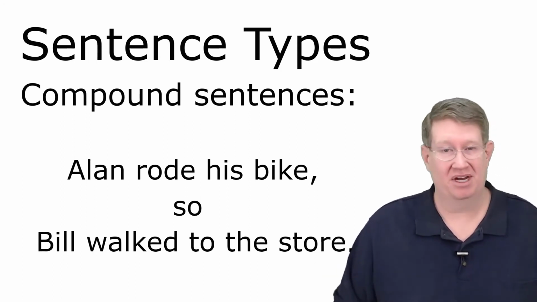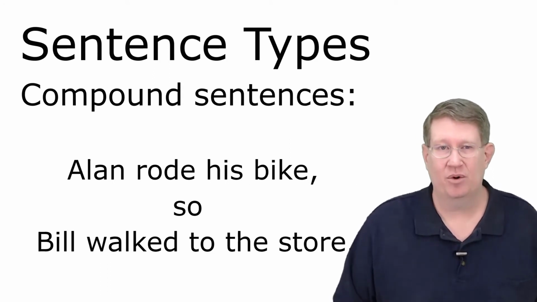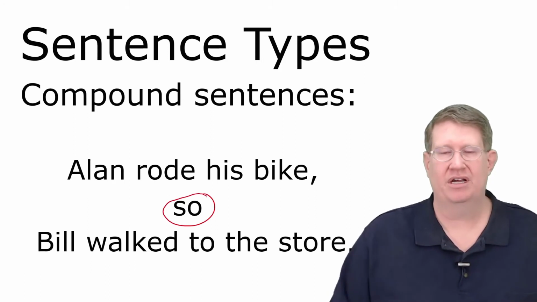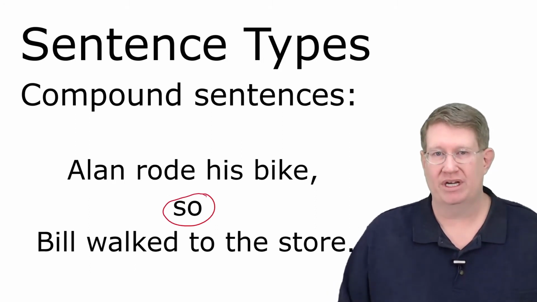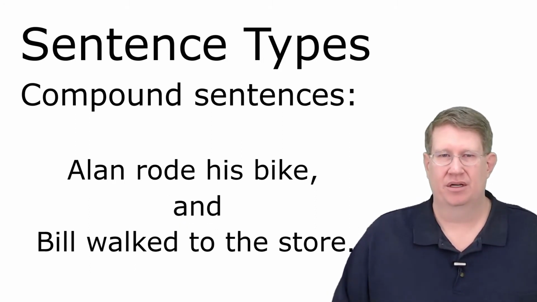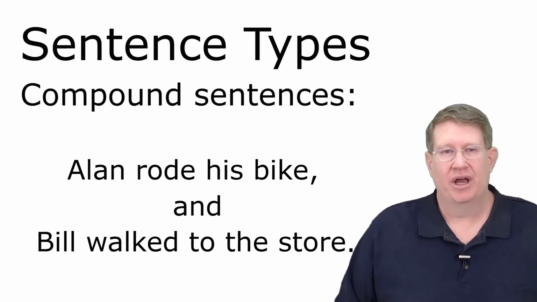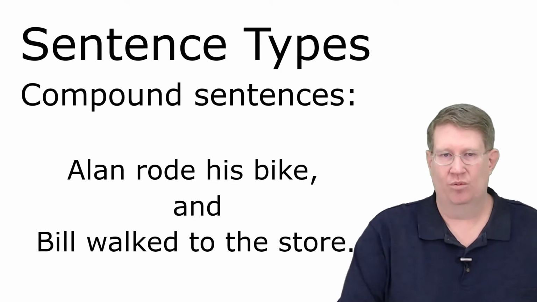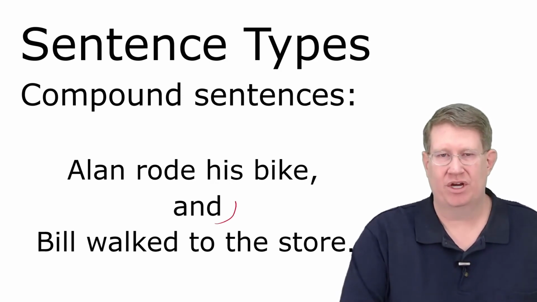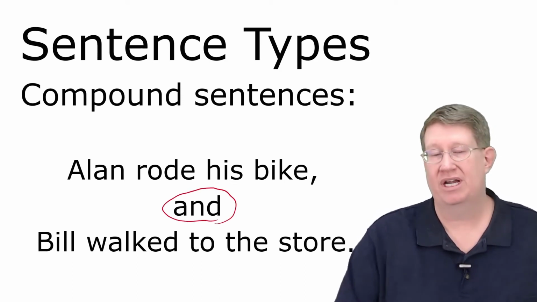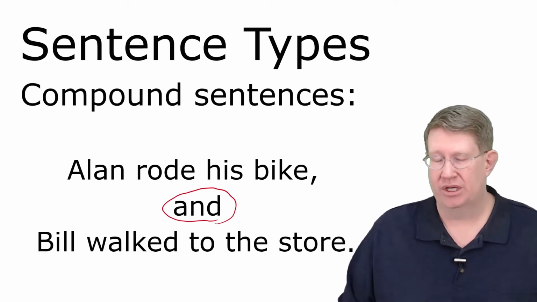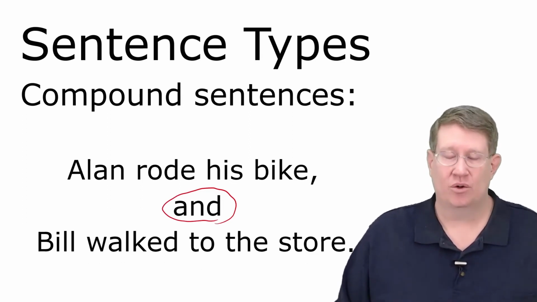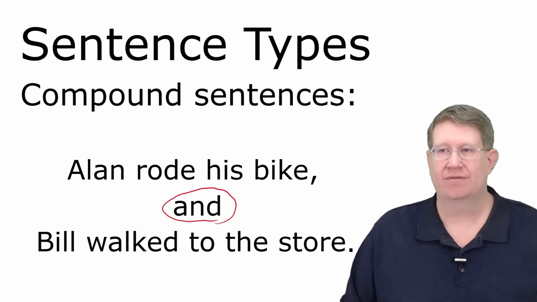If you're going to ride your bike, I'm going to walk. Anyway, the point is we're using a fanboy here, a coordinating conjunction, to join these two independent clauses. I could also say this: Alan rode his bike and Bill walked to the store. Again, this is a really good demonstration of how which coordinating conjunction we choose to use changes the flavor, changes the meaning of the sentence. So make sure that you choose carefully.